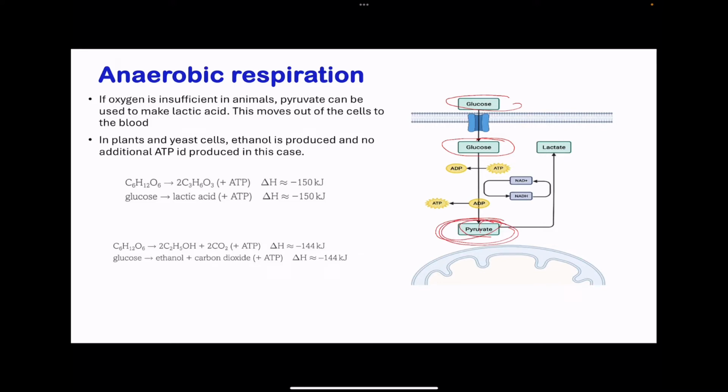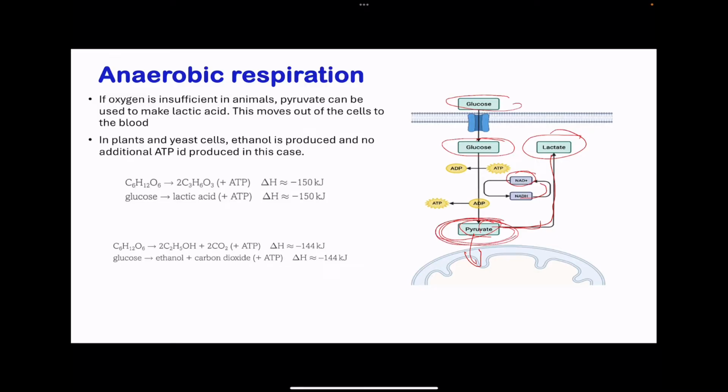And this produced pyruvate cannot enter the mitochondria. It's going to be converted into lactate. In the conversion of pyruvate to lactate, the reduced NAD is going to be used and it's going to be converted into the oxidized version of NAD. So pyruvate becomes lactate. However, this produced lactate is going to accumulate in the body, and most of the times it leads to muscle fatigue as well as soreness.